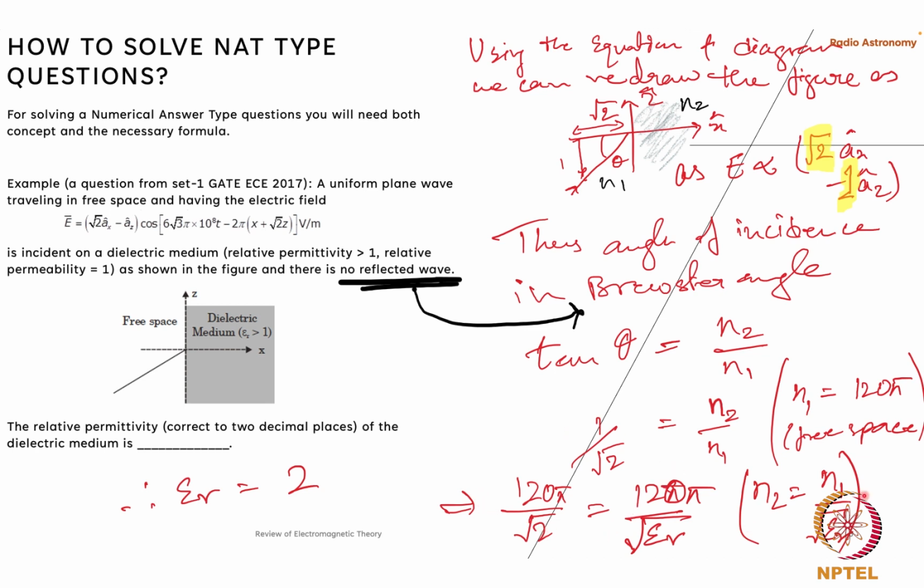How? Because if you know the equation for the impedance of the medium, it equals 1 over root of epsilon naught and mu naught mu r, and relative permittivity is directly proportional to that. That has been already covered. So you will know all these formulas, and you will arrive at ER, the relative permittivity, equal to 2.